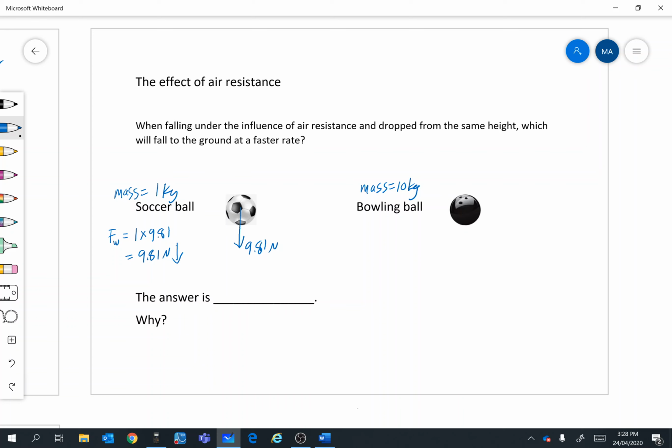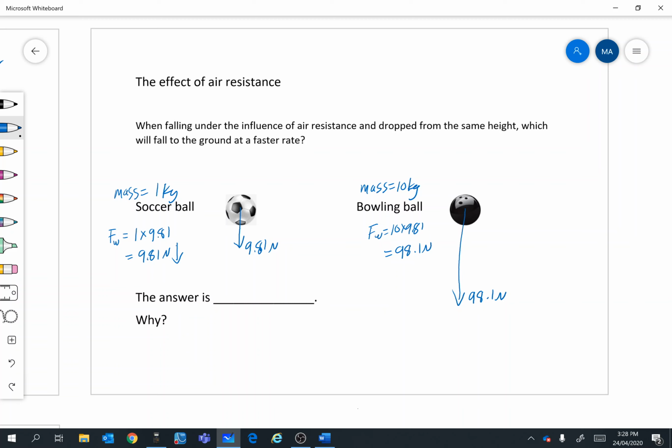9.81 newtons that way. So for the bowling ball, the weight force is clearly going to be 10 times that amount because it has a mass 10 times more. So we'll make the arrow look bigger. So we've got 98.1 newtons downwards.